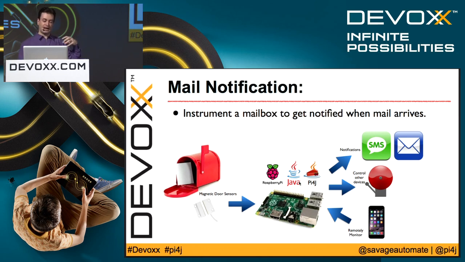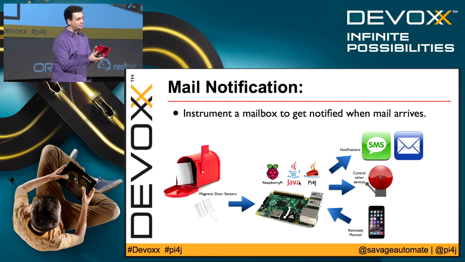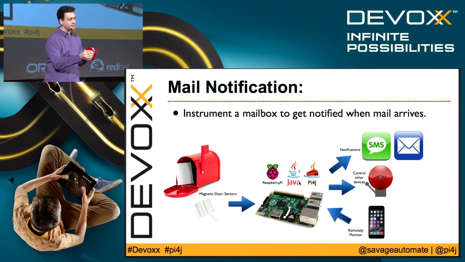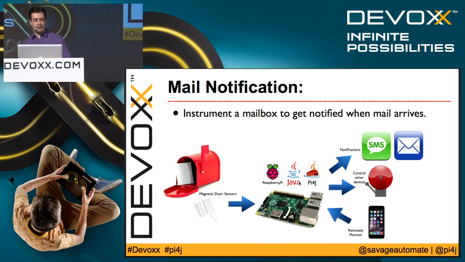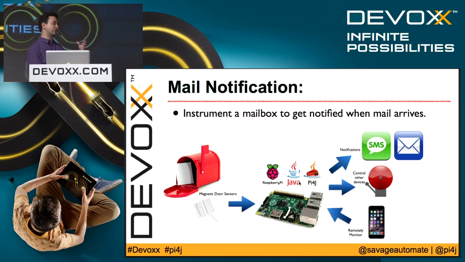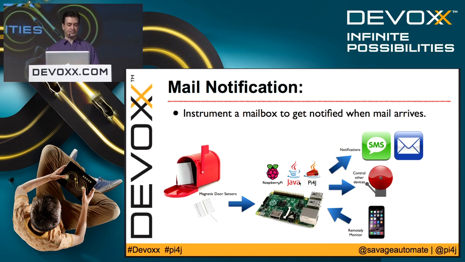So what I'm doing is implementing a magnetic door sensor inside of a mailbox, and so I know when the mail has come. So when they open and close that, I'll get sensed input into the Raspberry Pi, and then I can send myself an alert. I could ring a bell so that I'm notified while I'm in the house. There's different things I can do once I have that information.